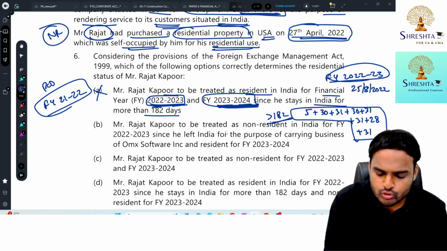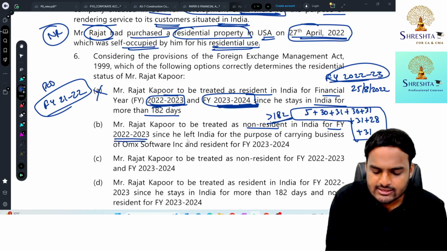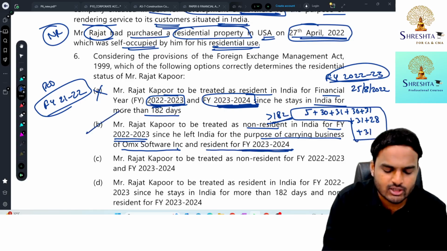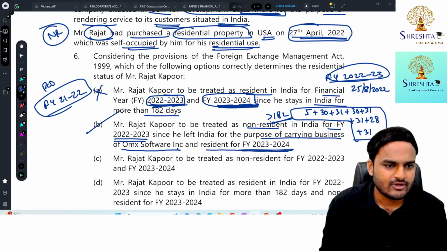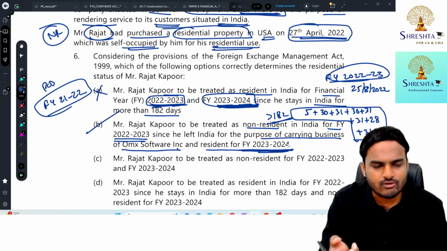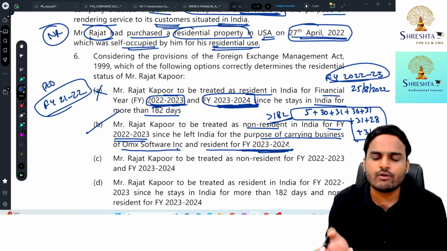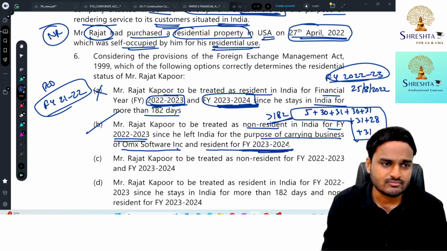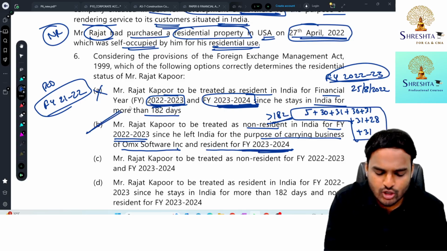Mr. Rajat Kapoor to be treated as non-resident in India for financial year 22-23 since he left India for the purpose of carrying on business of OMX Software Incorporation, and he will be the resident for financial year 23-24. Correct option. For financial year 23-24, just now I told you, he is a resident. Why? His period of stay in the preceding financial year is more than 182 days. So this is the correct option.